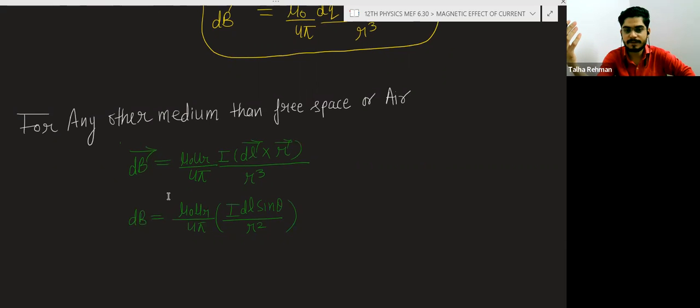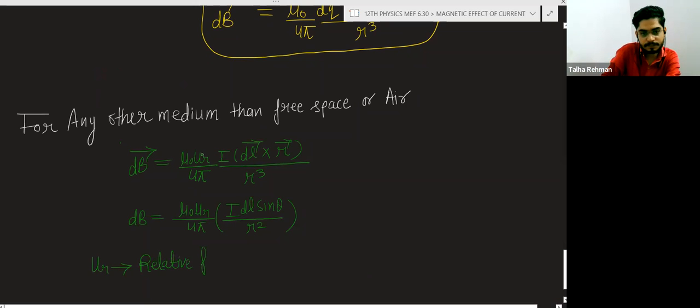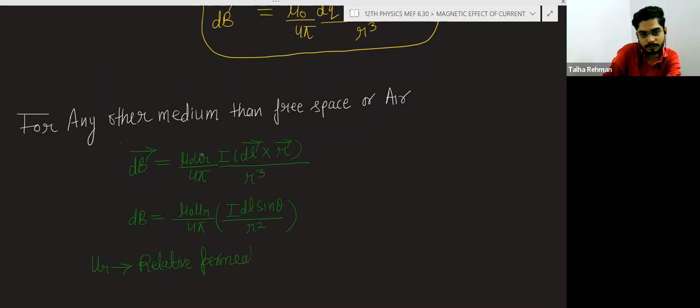Like I have given the example. Suppose you have placed this wire inside some gases other than the water, other than the air and free space. Then, if you want to find the magnetic field, you will use this mu r, and this mu r is known as the relative permeability. This relative permeability we will discuss in the chapter on magnetism.